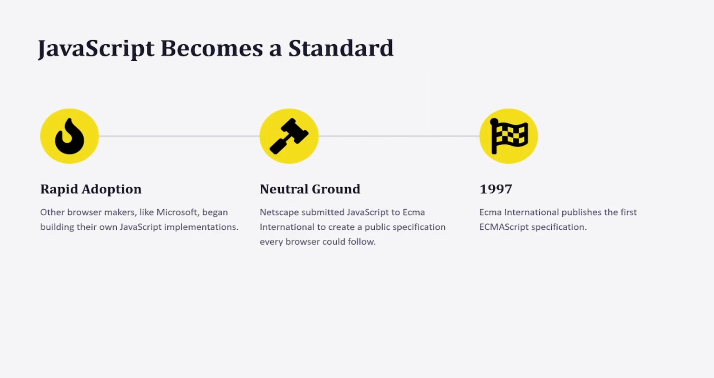It quickly became popular, and other browser companies such as Microsoft began creating their own JavaScript implementations. Without a common standard, Netscape could add one feature, Microsoft could add a different feature, and the same JavaScript code might work in one browser but fail in another. To solve this problem, there was a need to create a mutual public specification that every browser vendor could follow. Netscape submitted JavaScript to ECMA International, and in 1997, ECMA published the first ECMAScript specification.